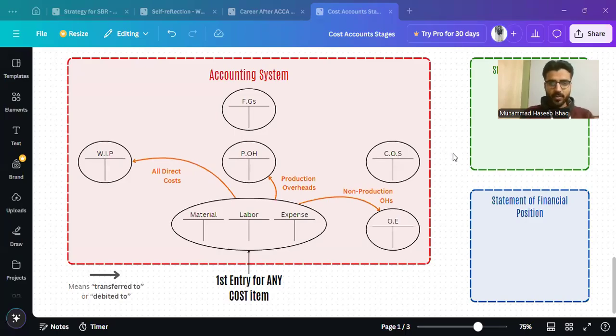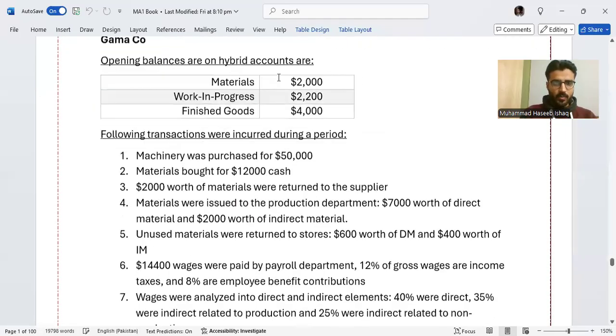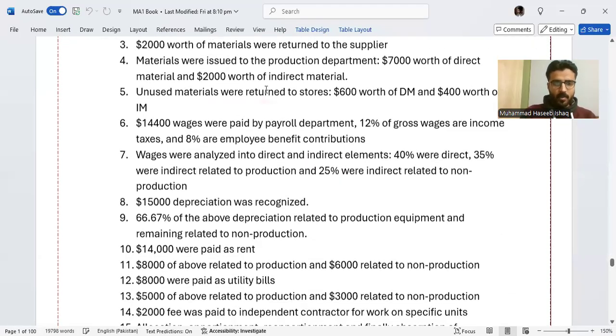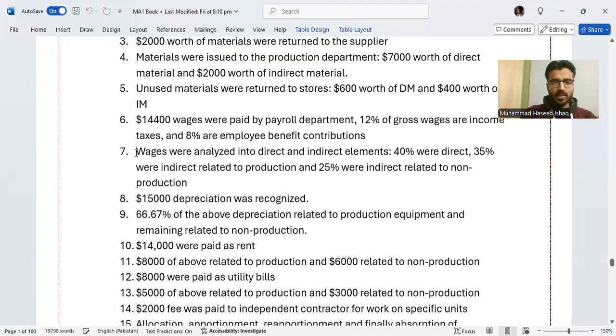All right, so let's resume the question of gamma code that we were doing. We completed till the seventh transaction, which is for analyzing into direct and indirect elements. So let's quickly revise these stages.